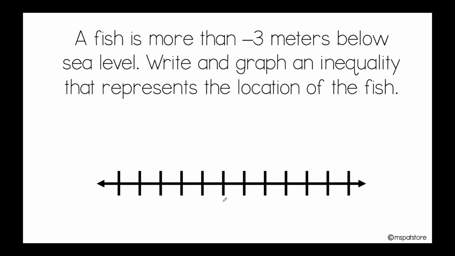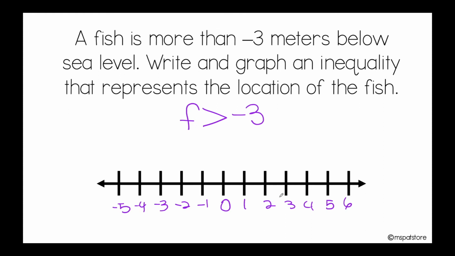So first I'm going to write the numbers 0, 1, 2, and so on, -1, -2, -3, -4, and you get the idea. So the equation will be: a fish is more than, okay? I'm going to write F for fish, and it's saying that the fish is more than, which means greater than, -3. So in this case, I am going to draw an open circle because this is not equal to, so I am not going to include -3 as part of the solution.